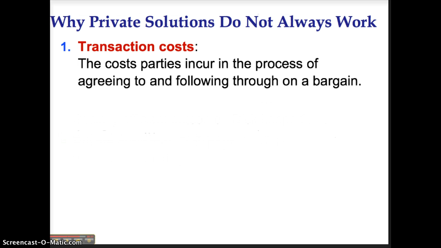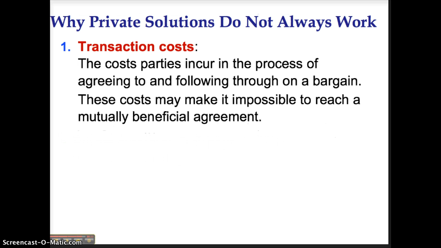However, private solutions do not always work. The first problem with the Coase theorem is transaction costs: the costs parties incur in the process of agreeing to and following through on a bargain. These costs may make it impossible to reach a mutually beneficial agreement.